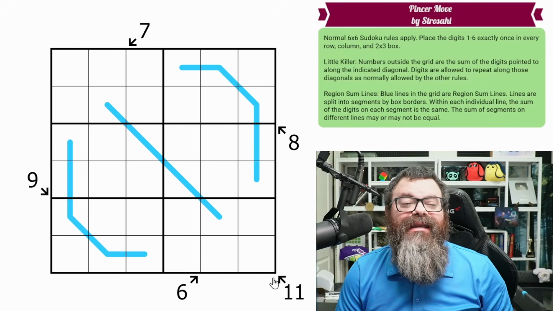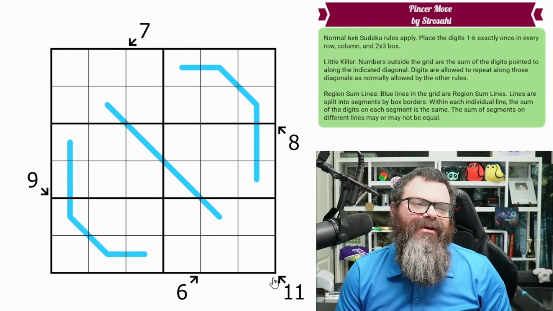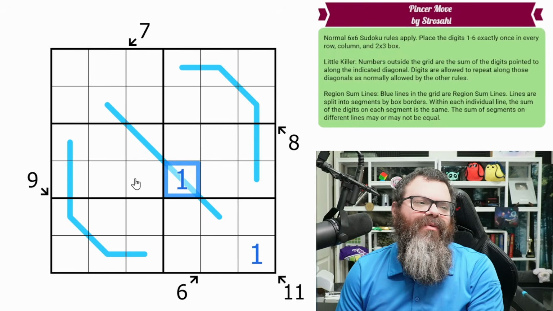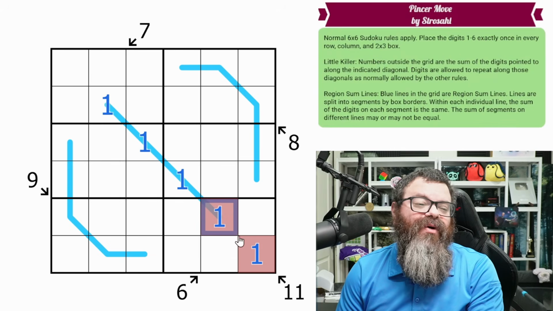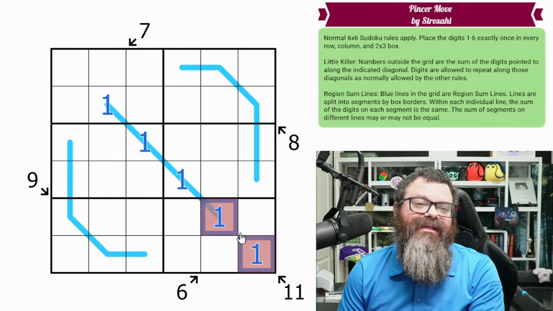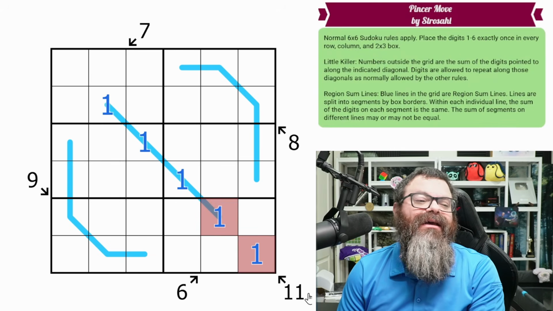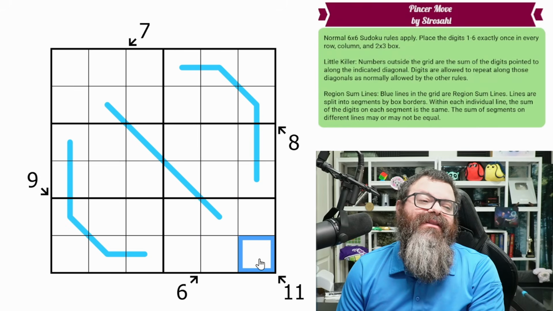They do not introduce any new non-repeat constraint. So I'm allowed to say put a 1 here and a 1 here and a 1 here and a 1 here, right? What I can't do is put another 1 here only because it's in the same box, right? Sudoku still says I can't repeat the 1. The little killer doesn't care, but the Sudoku does.